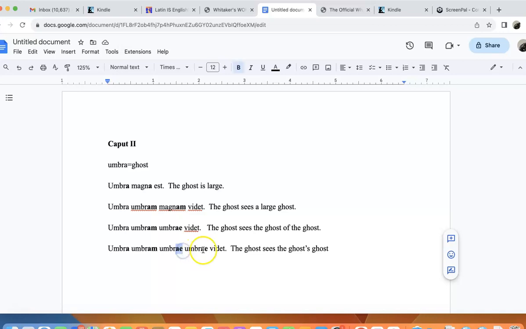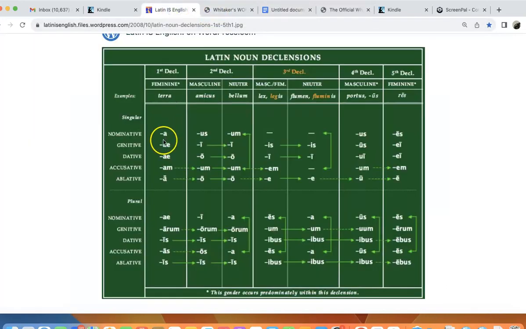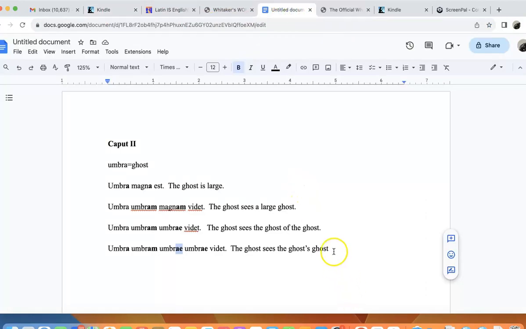Now the question is, we have AE, and only the context will tell you because both genitive singular and dative singular both end in AE. So remember, genitive means of, dative means to or for. So this is the possessive, this is the indirect object, and only trial and error and knowing the context is going to help you with that. So the ghost sees the ghost's for the ghost. So for the ghost is our dative. So remember, this could be to the ghost as well.